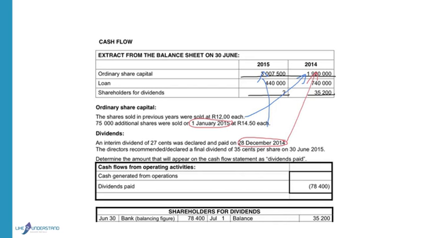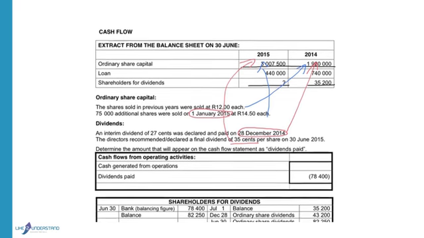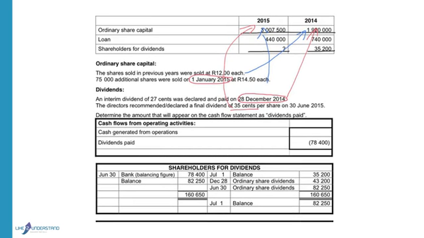Then at the end of the year, they recommended a final dividend of 35 cents per share. That 35 cents will be paid to everybody. So the old shareholders plus the new shareholders will be entitled to that dividend. If we look at our ordinary share dividend account, we see that we owed 35,200 at the end of the previous year. So that 35,200 will be the opening balance in my shareholders for dividends account.